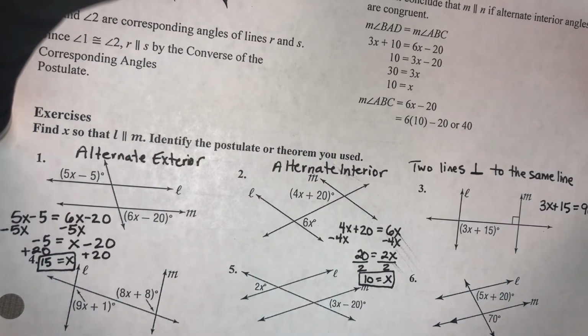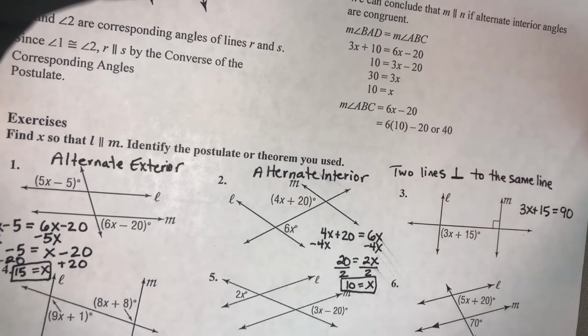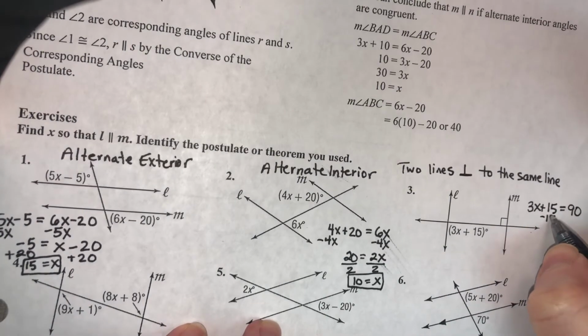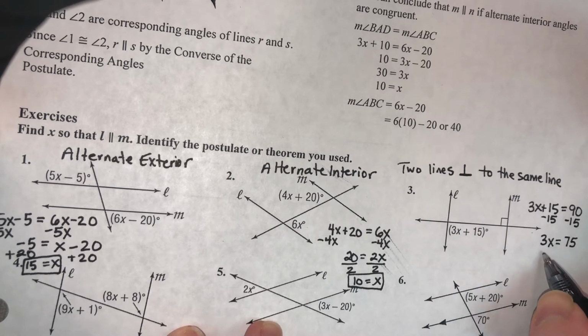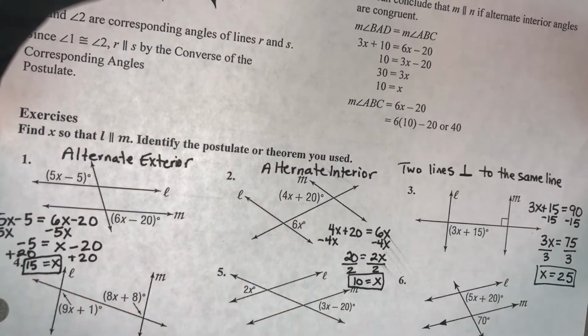And then we are going to solve that algebra equation for x. So we subtract 15 to start, getting our constant numbers together on the right. 3x is equal to 75. And then we have to get x by itself, so we divide by 3 on both sides. X equals 25. That takes care of number 3. Okay?